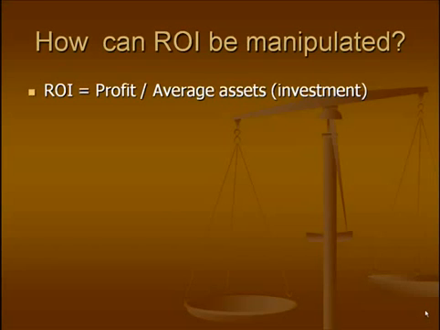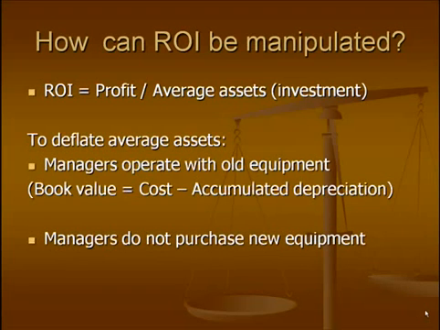ROI will be increased if you can find a way to reduce the denominator of this ratio, which is average assets. How can you reduce the denominator? Let's think about it. To deflate assets, one way is to operate with old assets. Old assets are depreciated. Look at the formula in front of you.